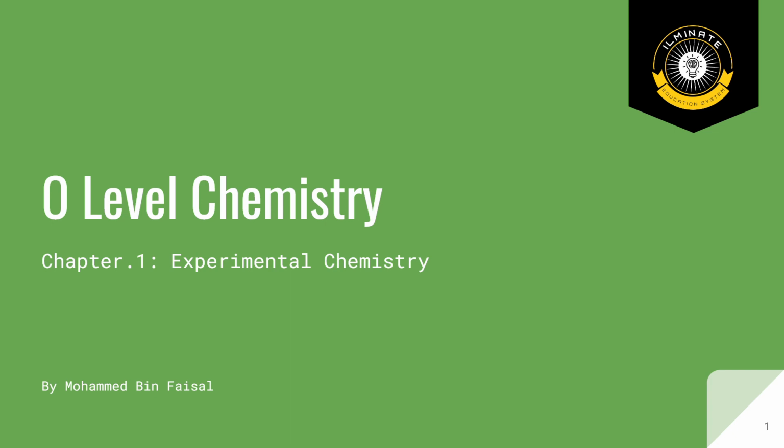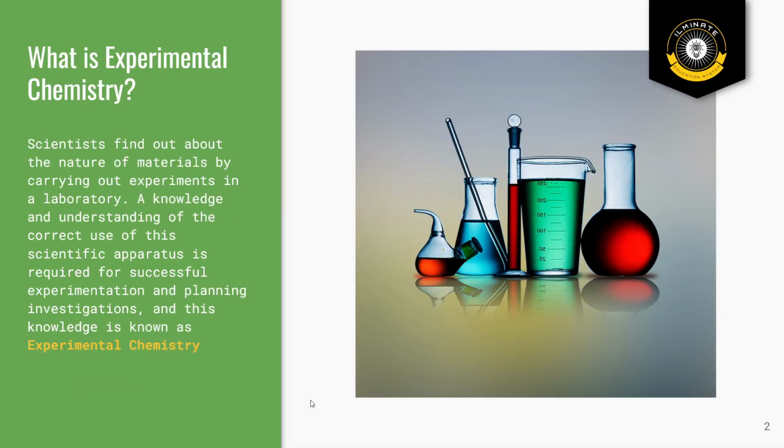So beginning with chapter 1, experimental chemistry. First, let's know about the fact that what even is experimental chemistry. So, scientists find out about the nature of materials by carrying out experiments in a laboratory. And a knowledge and understanding of the correct use of the scientific apparatus is required for successful experimentation and planning investigations. And this knowledge is basically known as experimental chemistry.